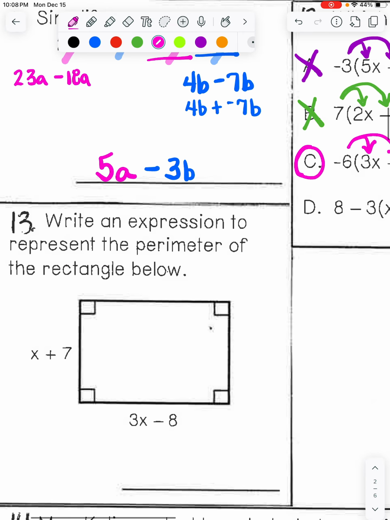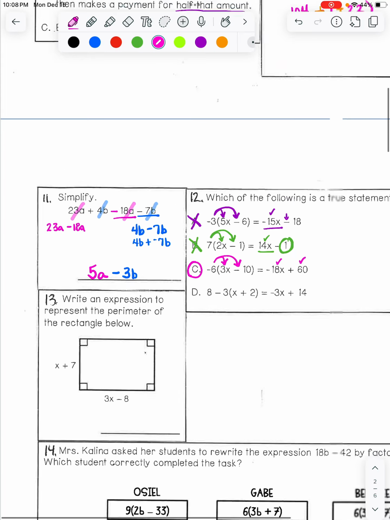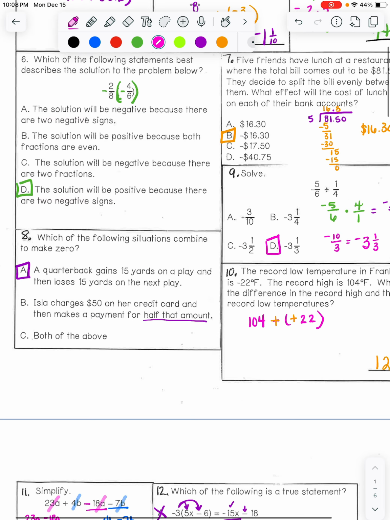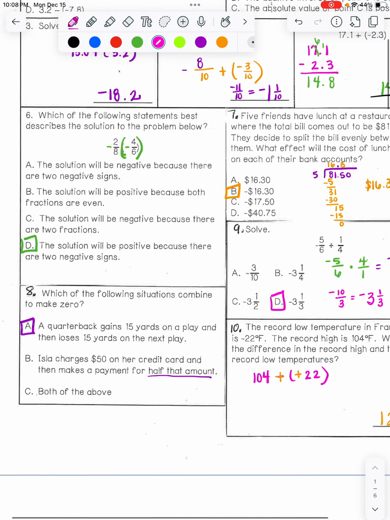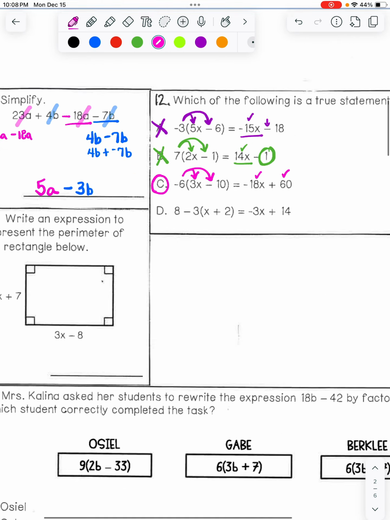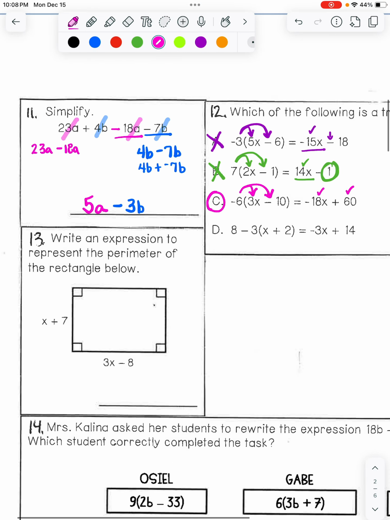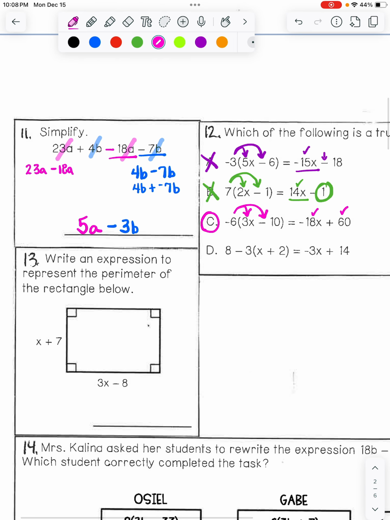Number 13, we're going to write an expression. I'm going to scroll out a little bit for this one. Double checking, making sure I didn't skip anything. I feel like I'm going a little quickly here, but feel free to pause and rewind. Watch as many times as you need to.